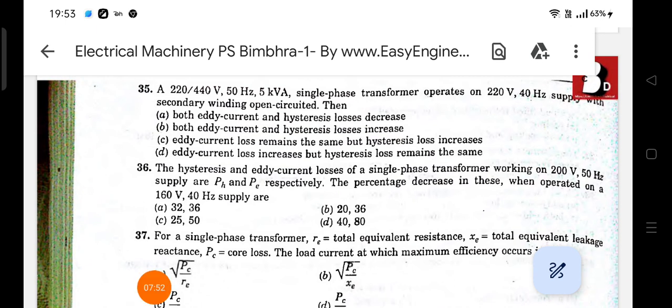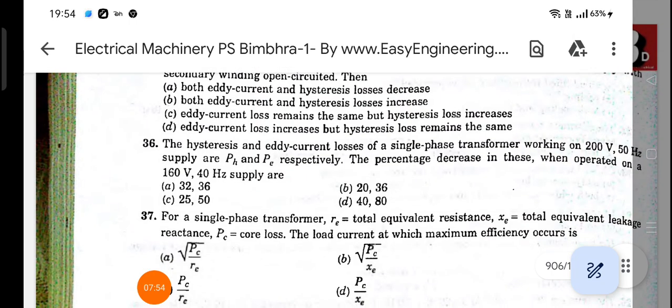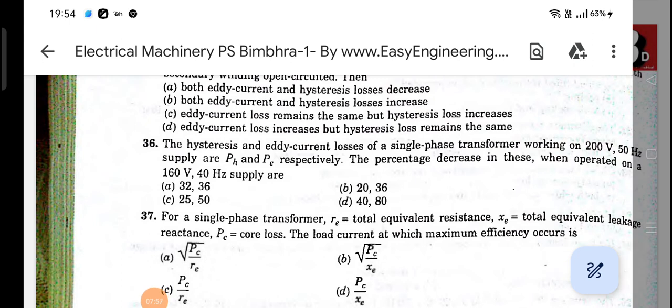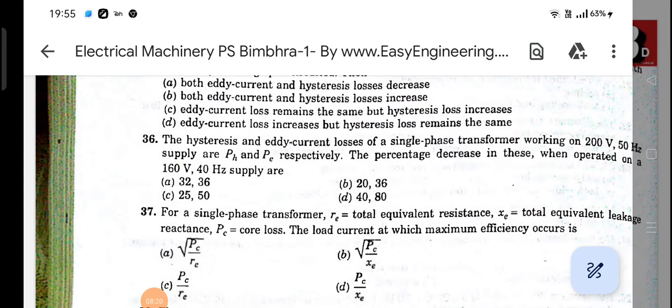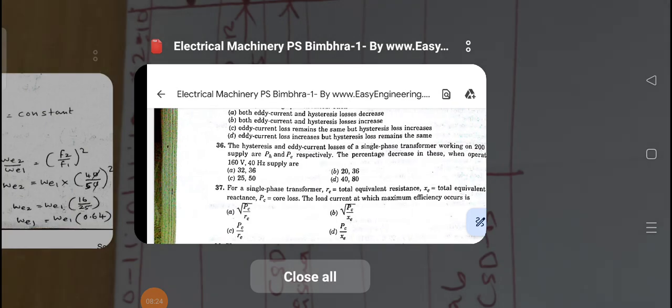Next, 36th. The hysteresis and eddy current losses of a single phase transformer working on 200 volts, 50 Hz supply are P suffix H and P suffix E respectively. The percentage decrease in these when operated on 160 volts, 40 Hz, right? First case, what is the voltage rating? 200 volts, 50 Hz. What is the V by F value here? V by F, 200 by 50, is nothing but 4, right?